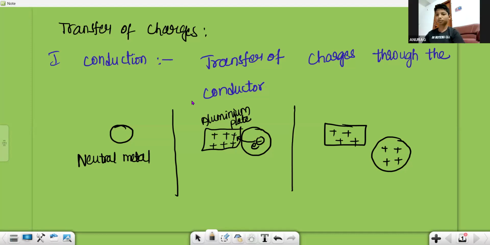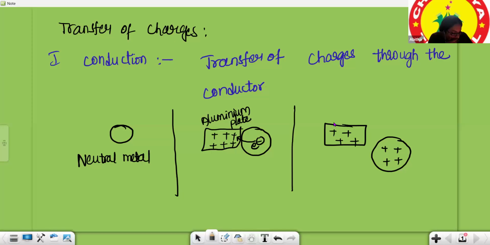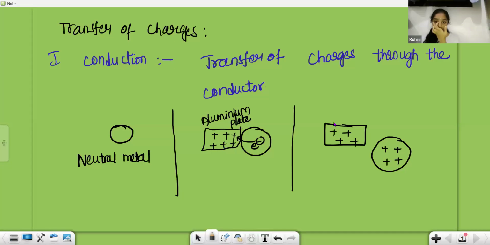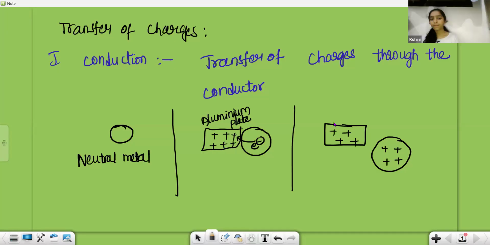Ma'am, will the aluminum plate become neutral? No, it decreases some of its deficiency. If it takes everything that it requires, then it becomes neutral. So there is a chance of it becoming neutral, right? Yes. Then this will be charged, and the other one will be charged. Yes. Okay.